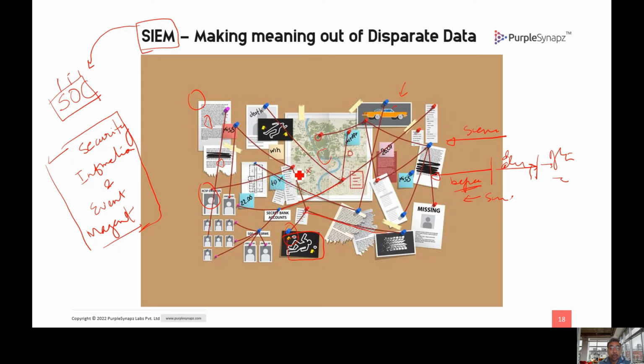This is because of this. Okay, oh, this is related to this. Now there is some text here and there. Oh, this is related to this. Okay. And then once you start putting that together, it is called co-relating the events, right?